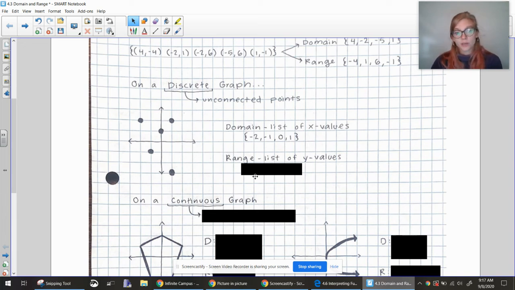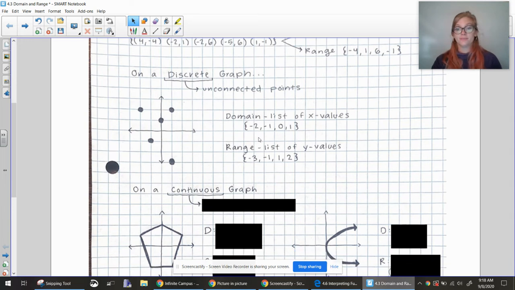For the range, we're going to list our y values. We also always do domain from left to right and range from bottom to top. So we always start with the lowest numbers first and then build to the highest numbers for both domain and range. So range, we're listing our y values, going from bottom to top. Here I have a y value at -3, a y value at -1, a y value at 1, and then both of these have a y value at 2, but I'm only going to list them once. So this is how we find domain and range on a discrete graph.